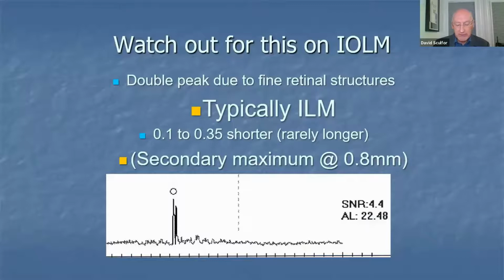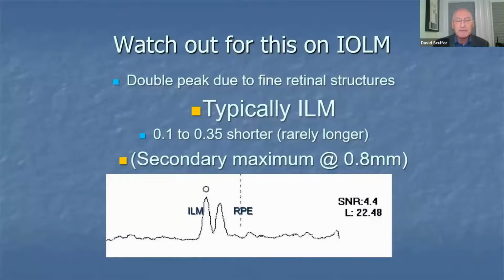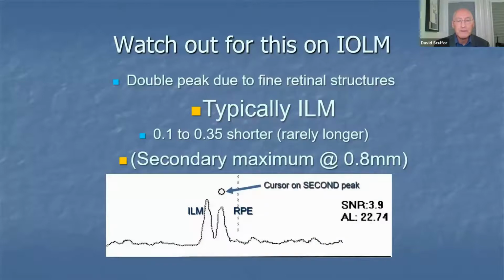Now you can expand the horizontal scale on the IOL Master as you can on the Lenstar, and you could actually move that cursor manually to pick up the RPE. You've got to be really sure you know what you're doing. Generally, I would say to people, just delete that reading and retake them until you get some consistent readings where it is picking up the RPE. But you can move it manually and just drag and drop it into position.